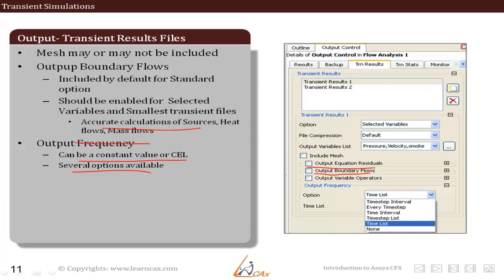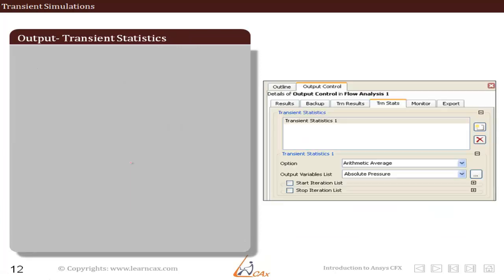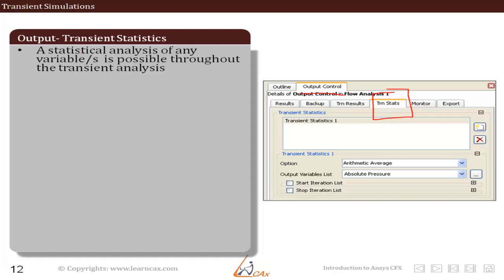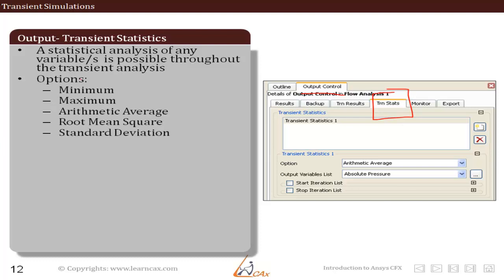Several options are available. This means after how many iterations or number of time steps the transient files will be written. After this, there is another tab called transient statistics in the output control dialog box. The statistical analysis of any variable is possible throughout the transient analysis. Options are minimum, maximum, arithmetic average, root mean square, and standard deviation.